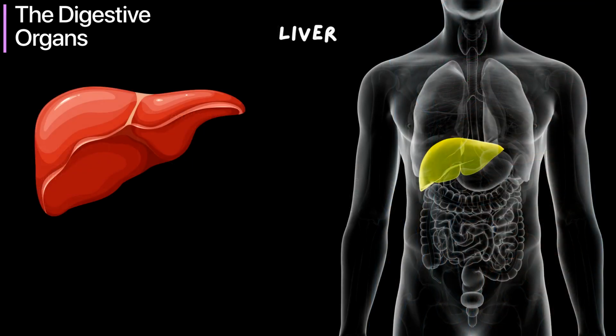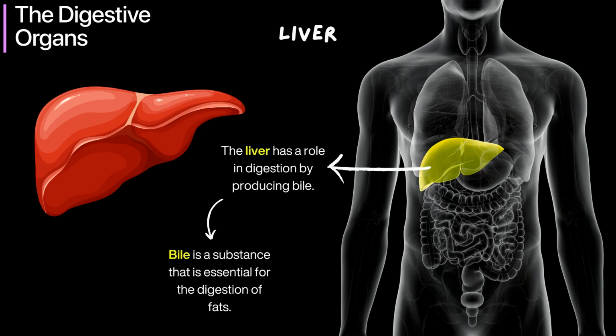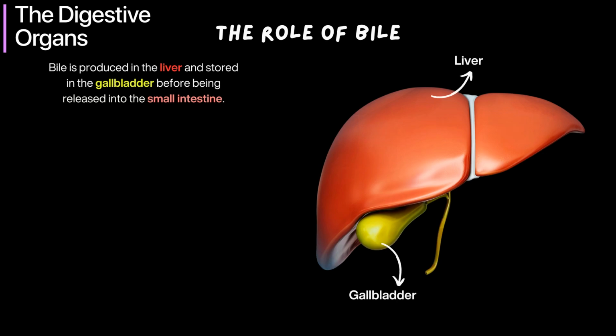Additionally, the liver also has a role in digestion by producing bile. Bile is a substance that is essential for the digestion of fats. It is produced in the liver and stored in the gallbladder before being released into the small intestine. Bile plays two crucial roles in the digestive process.